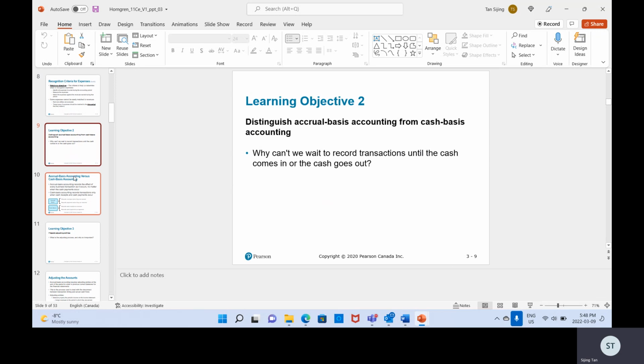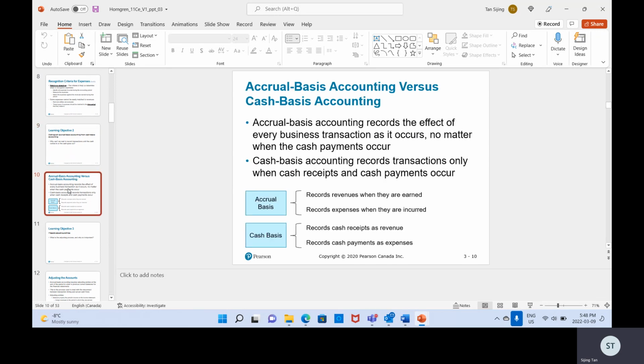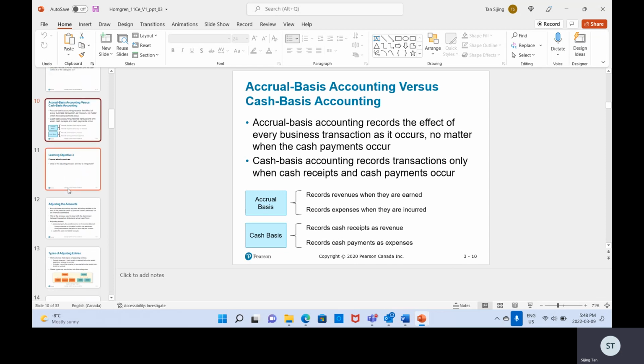Accrual basis accounting and cash basis accounting. Accrual basis accounting records the effect of every business transaction as it occurred, no matter when the cash payment occurred. Cash basis accounting records transactions only when the cash receipts and cash payments occur. So it's really different between those two. Only very small businesses use cash basis accounting. In cash basis accounting, cash receipts are treated as revenue and cash payments are treated as expenses. Very, very few businesses are currently using a cash basis.